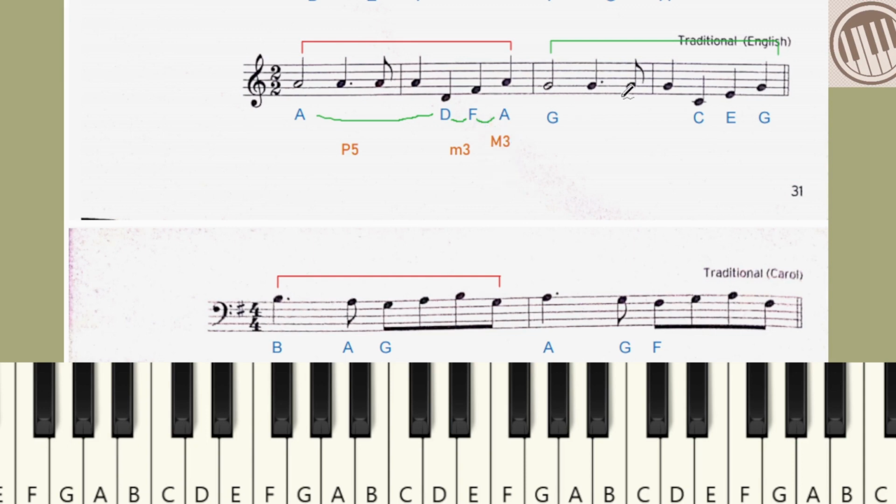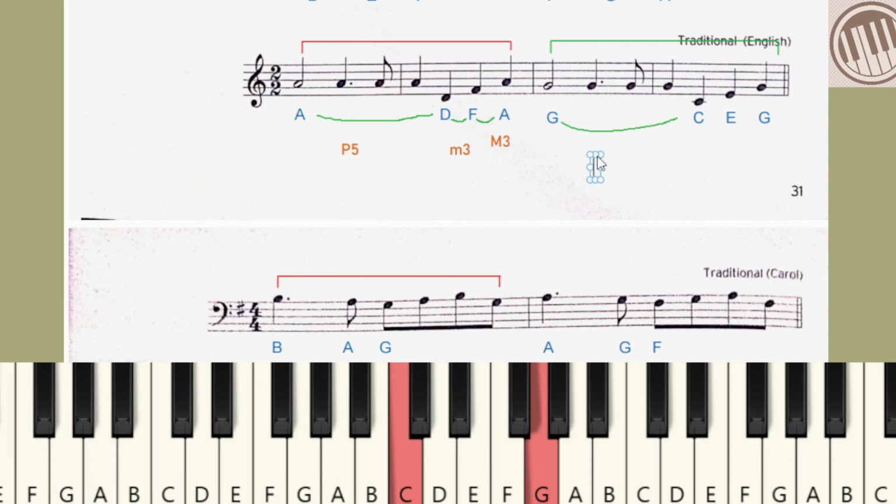We have G moving down to C, or you can take it from C going up to G. Okay, C, D, E, F, G. So we have 5 steps up. Again, this one is a perfect fifth.